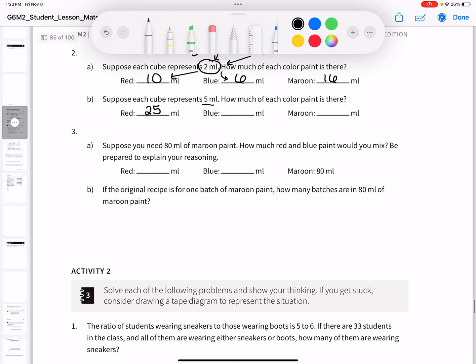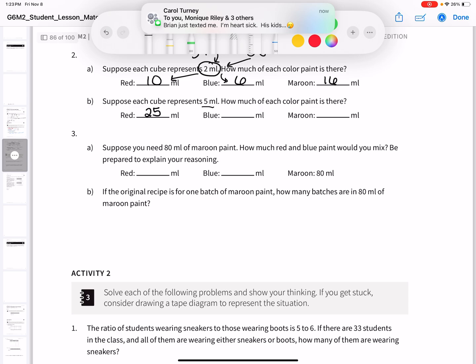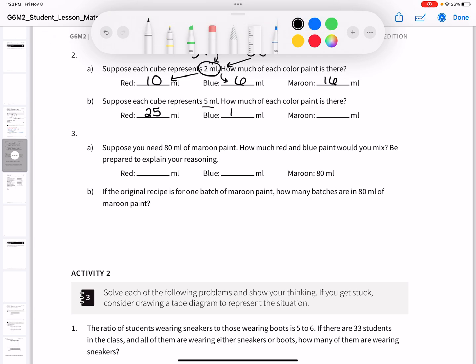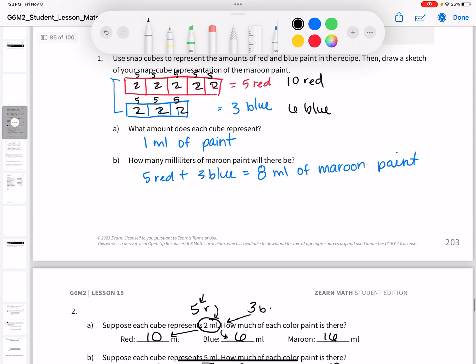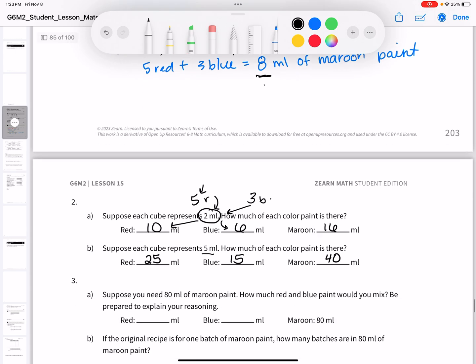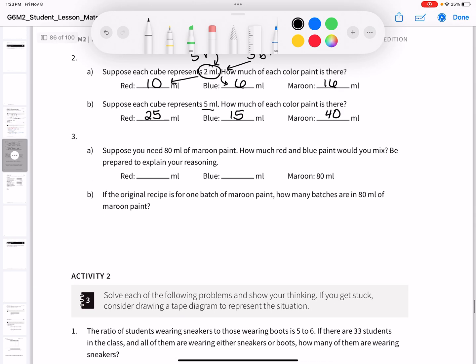So how much blue is there? Well, 5 times 3 is 15. So 25 plus 15 is 40. But look, we said the original amount was 8. So could we do 8 times 5? 8 times 5 equals 40.